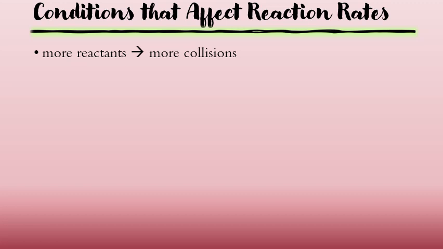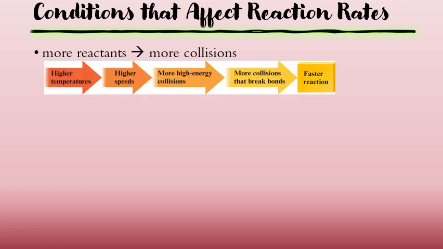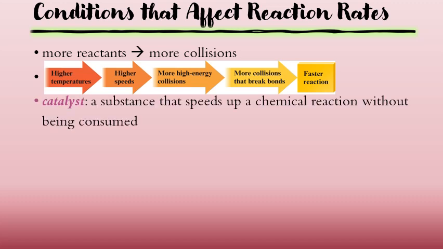Okay, again, we said if you increase the amount of reactants present, you'll have more collisions. If you increase the temperature, those molecules are moving at higher speeds, you'll have more collisions and more high energy collisions. So you'll get that reactant bond breaking happening more. And then we just talked about what a catalyst does to the energy of activation. It helps speed up the chemical reaction.